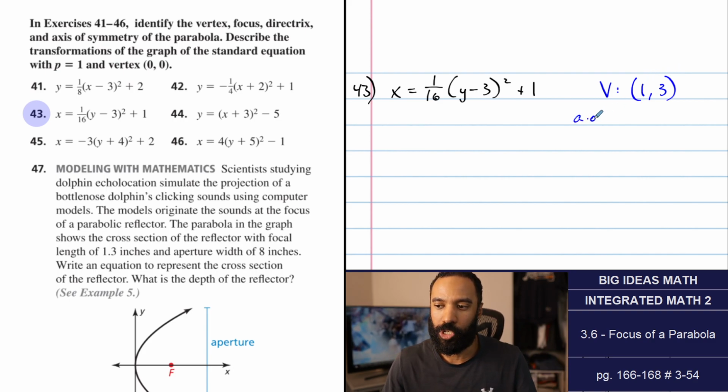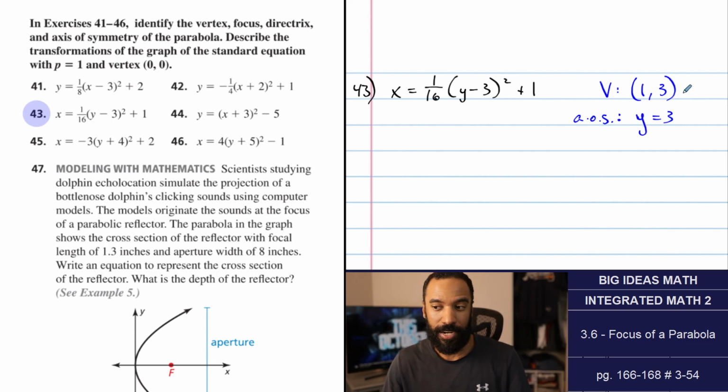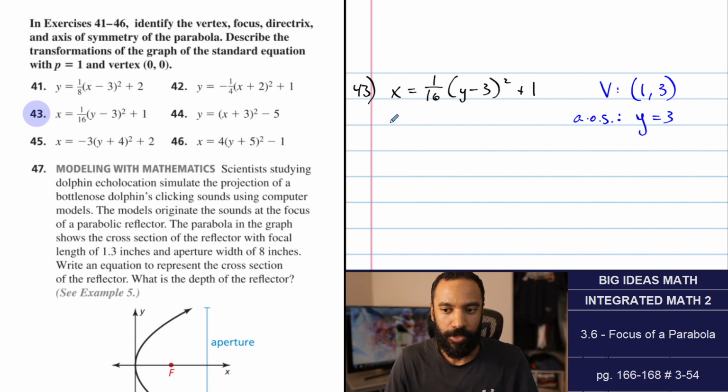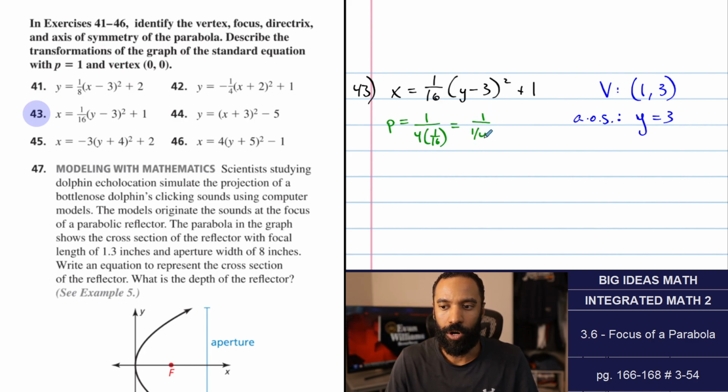Your axis of symmetry is now on the y value here. It's going to be at y equals 3 instead. It's not an x equals equation anymore because it's a sideways parabola and it cuts through there at y equals 3. As far as P goes, that's no different. That's our 1 over 4a. Our a is 1/16. Although it's a horizontal compression factor, it still marks P. 1 over 1/4, which is 4.